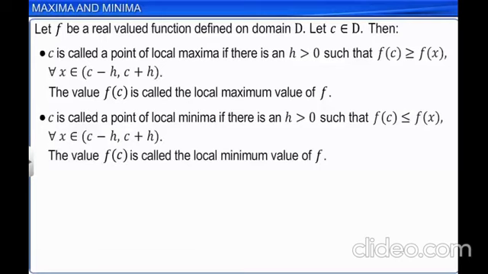Let us now understand the concept of local maxima and local minima graphically.